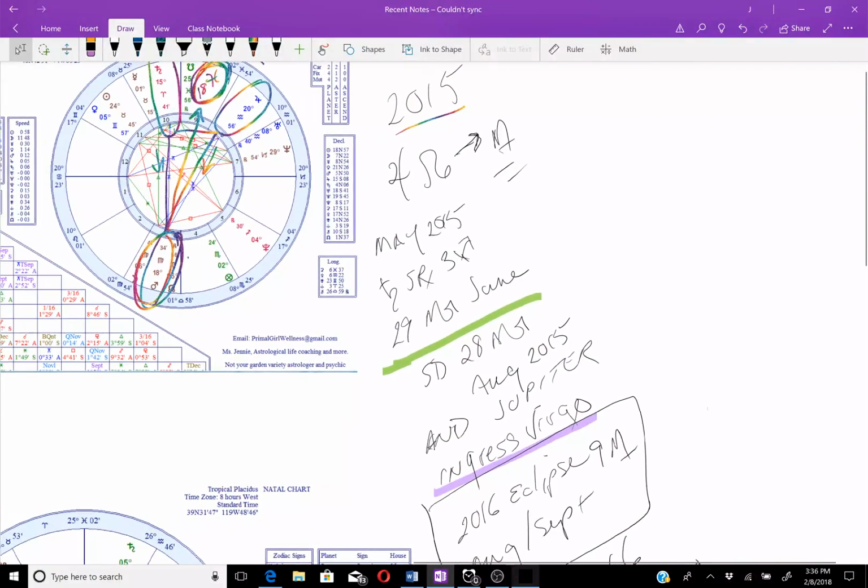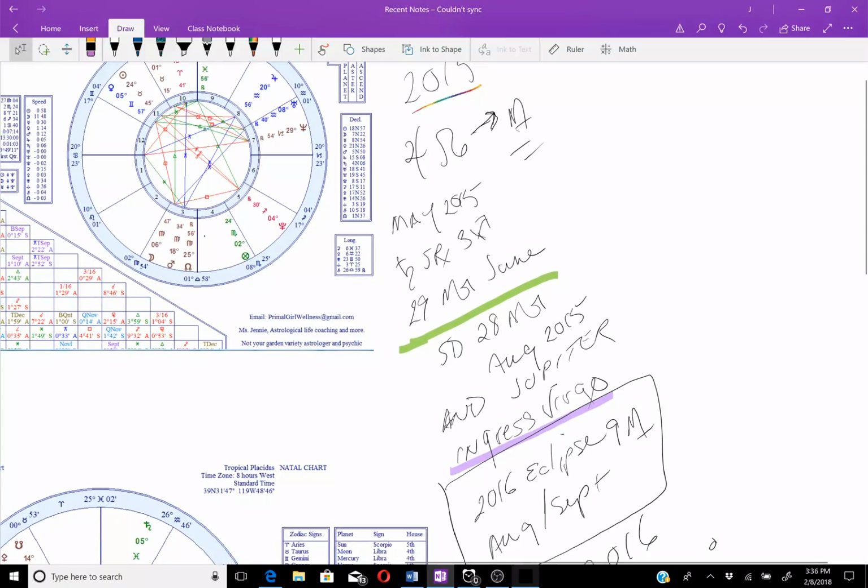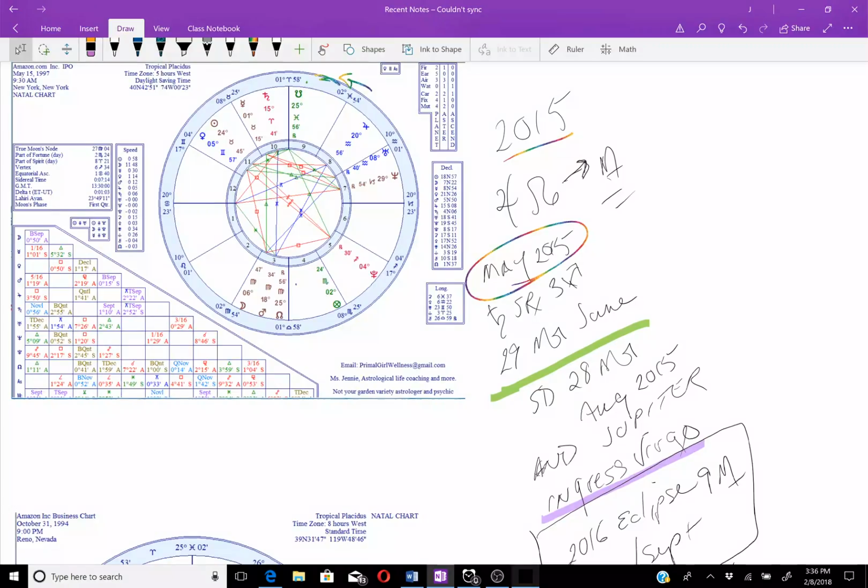Okay, now, with all of that, let me get rid of all this. Make it nice and clean. Okay, so with all of that, the other thing in the 2015 year, in May of 2015, Saturn stationed retrograde at 3 Sagittarius. And 3 Sagittarius in this chart would have been right here on their Pluto.